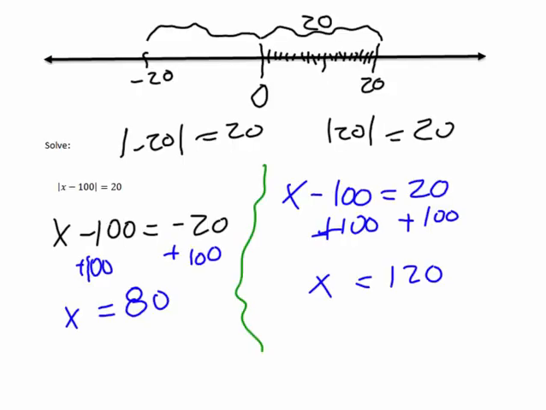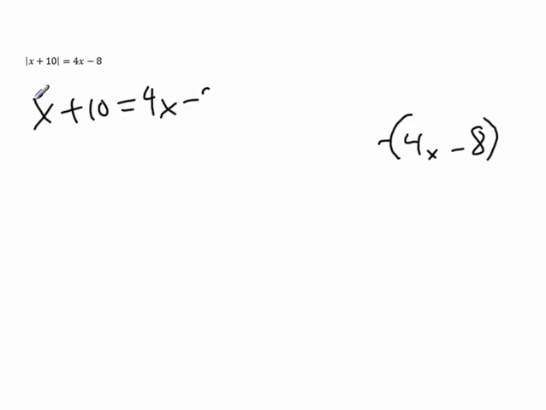Well, just like we saw a minute ago, that could be either negative 20 or positive 20, right? So over here, I could either be a positive 4x minus 8, or it could be a negative 4x minus 8. And notice how I use parentheses. So let's erase everything underneath there and see what we have. Okay, I have x plus 10 equals 4x minus 8. And let's separate our work a little bit. And I have x plus 10 equals a negative 4x minus 8.